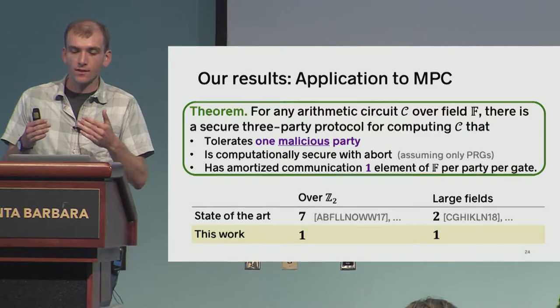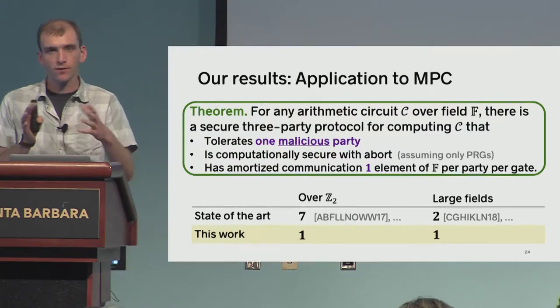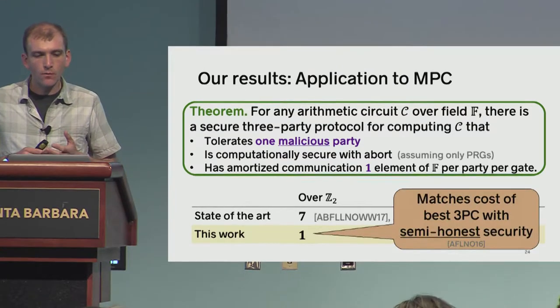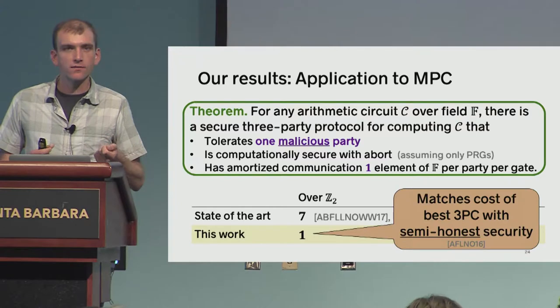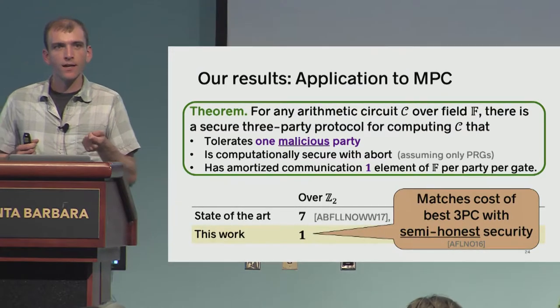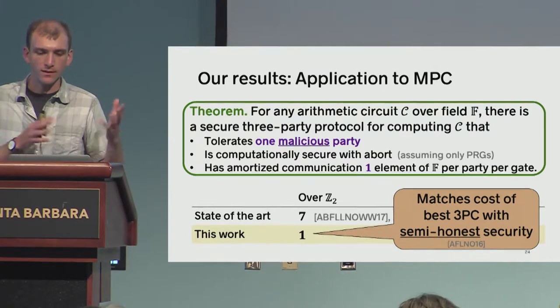One reason is it gives constant factor improvements over the communication complexity of prior MPC protocols that satisfied these properties. But more interesting is that with this work, we essentially match the cost of the best three-party computation protocols that only have semi-honest security. So you get malicious security for the cost of semi-honest security, essentially using this transformation.